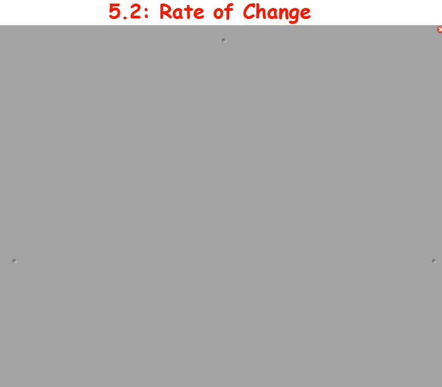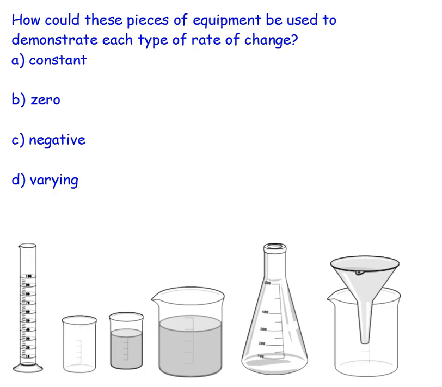Now when you think of rate of change, you probably think about slope or rise over run. Just want to suggest that rate of change is that and more. Let's have a look at a little scenario here. We've got some pieces of equipment for measuring volumes, pouring solutions in a chemistry class. How could we use this equipment to demonstrate each type of rate of change?